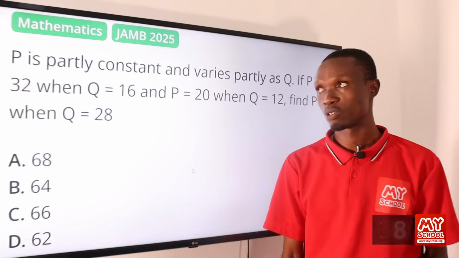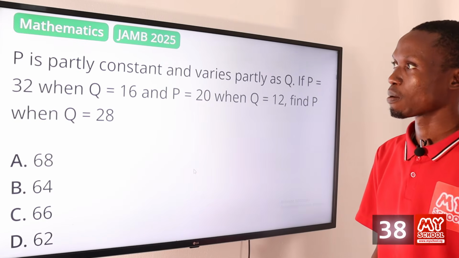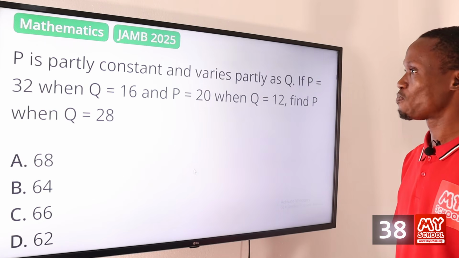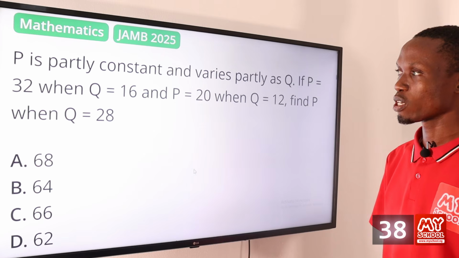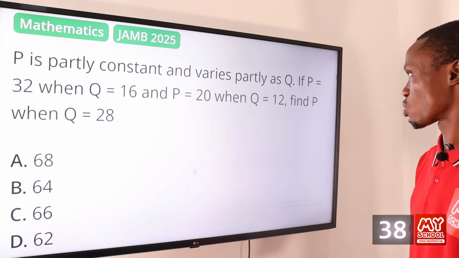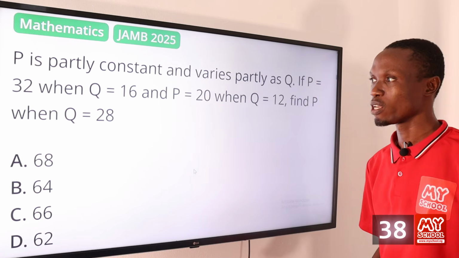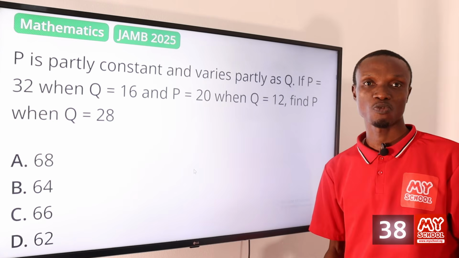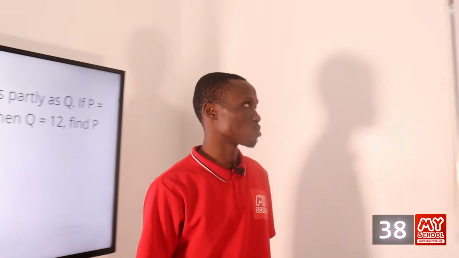Question 38. P is partly constant and varies partly as Q. If P is equals to 32 when Q is equals to 16, and P is equals to 20 when Q is equals to 12, find P when Q is equals to 28. So let's move over to the board to provide answer to this question.